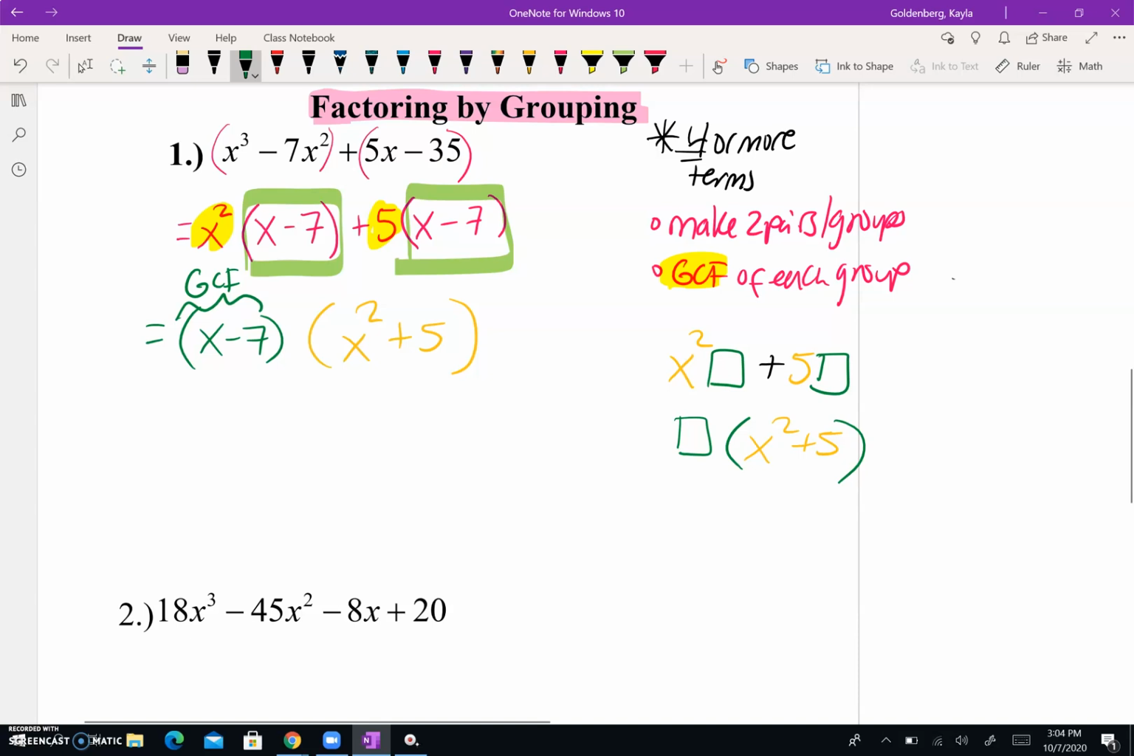And then just like we saw in the last video, we want to double check, is there anything else we can do? X minus 7 is as simplified as we can go. X squared minus 5, that kind of makes me think of a difference of squares, but a difference of squares needs subtraction, and 5 is not a perfect square, so that's all we can do. So that is my final answer.